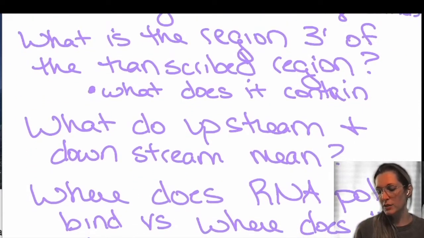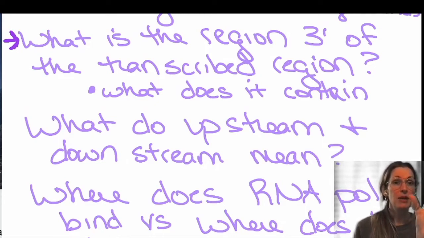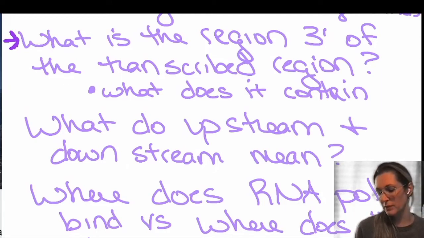Then, what is the region that is 3' of the transcribed region? So this region has its own name, and then within it is another special area that it contains. So what are those two names in that 3' of the transcribed region?